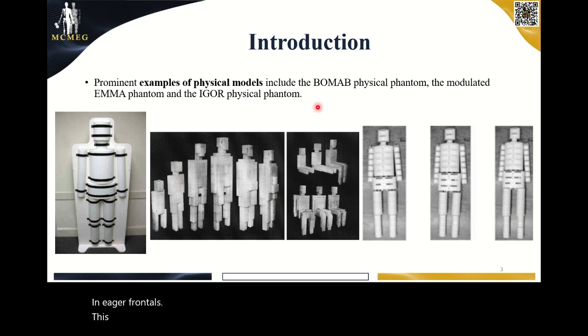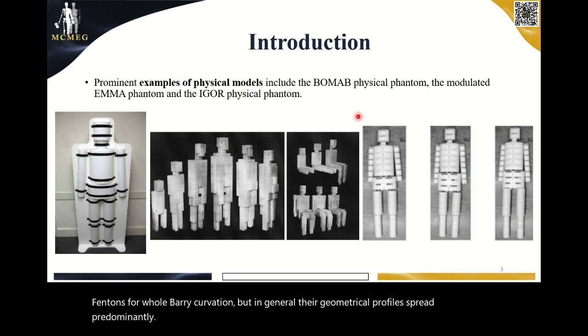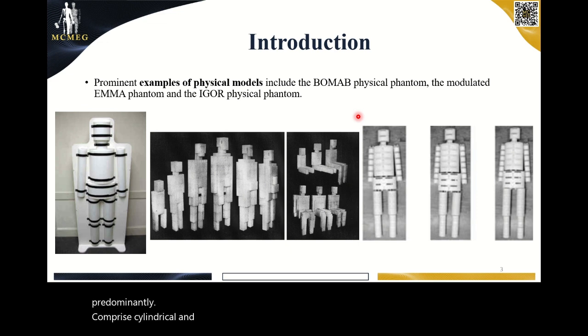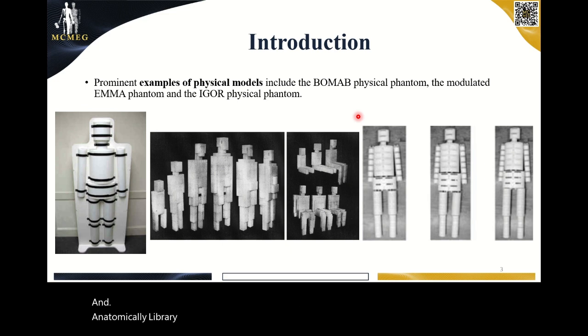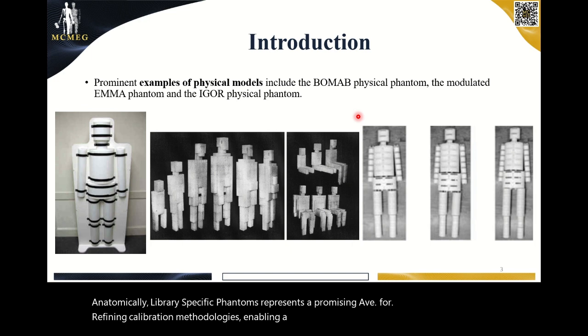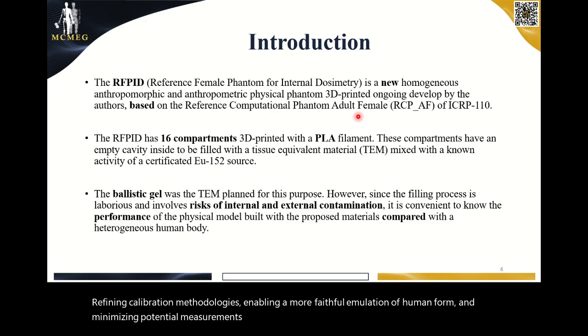These are some examples. There are various phantoms for whole body calibration, but in general, their geometrical profiles predominantly comprise cylindrical and ellipsoidal shapes, approximating the cranial, thoracic, abdominal, pelvic, and limb regions. And anatomically, whole body specific phantoms represent a promising avenue for refining calibration methodologies, enabling a more faithful emulation of the human form and minimizing potential measurement discrepancies.